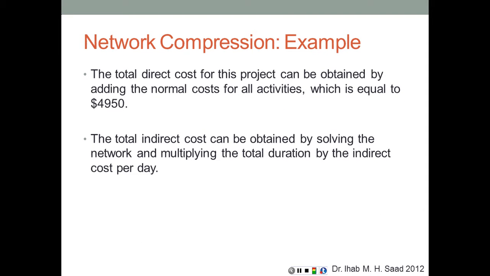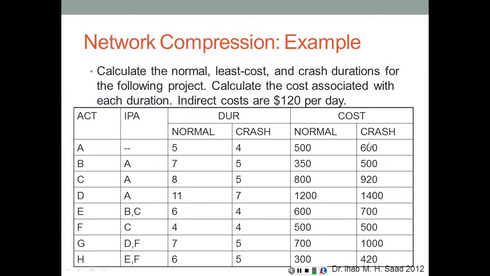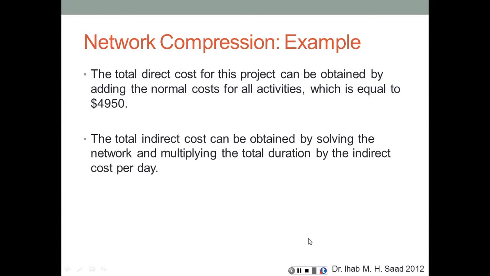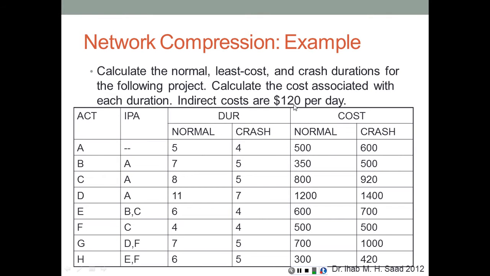The total direct cost for this project can be obtained by adding the normal cost for all activities, which is equal to $4,950, which is basically the sum of these normal costs here. Adding these costs, that's going to add up to $4,950. The total indirect cost can be obtained only by solving the network and multiplying the total duration by the indirect cost per day, which again is $120 per day. Therefore, we have to perform the forward pass, backward pass, and determine the expected early finish of that network. Multiply that time, the number of days, by 120, and that will give us the total indirect cost for this project before compression.